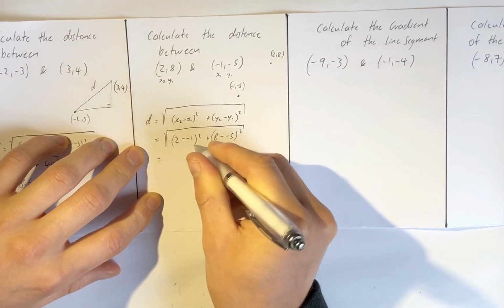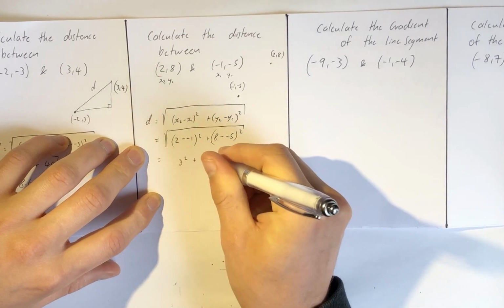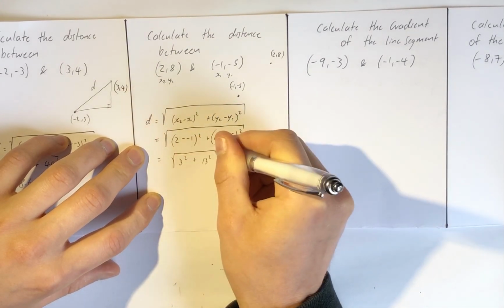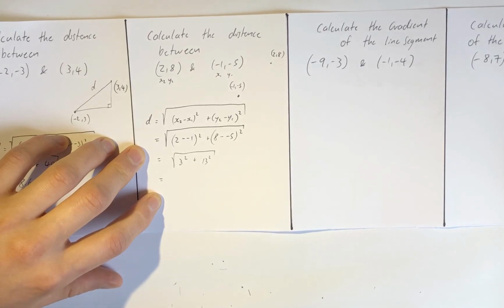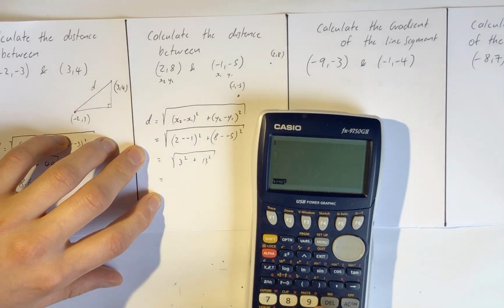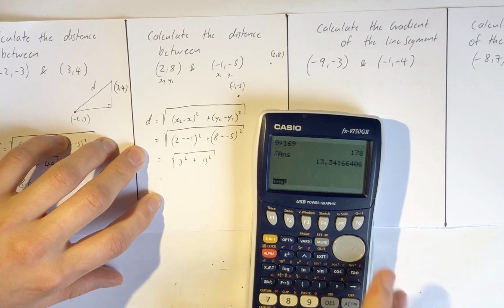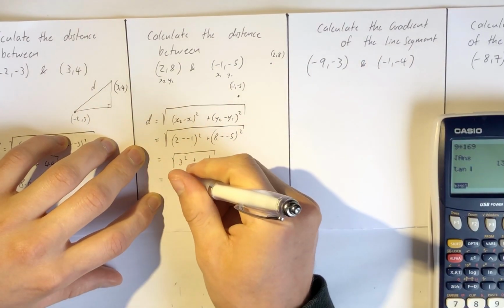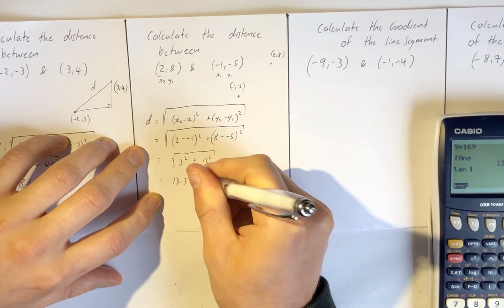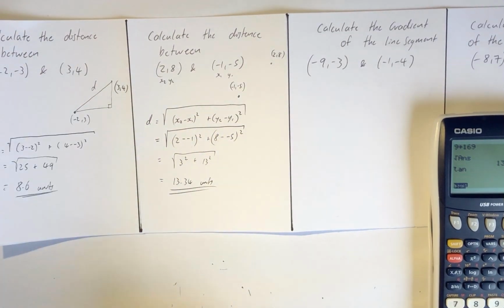So we're going to get 3 squared plus 8 plus 5 is 13 squared. I think this might come out to be, no, it won't be 5, will it? Let's think of a different right angle triangle. So we have 9 plus 169, and then we square root that, and we get 13.34 units. 13.3 is fine. So that's how you do the distance for those points.